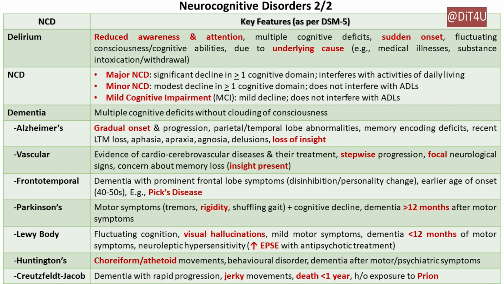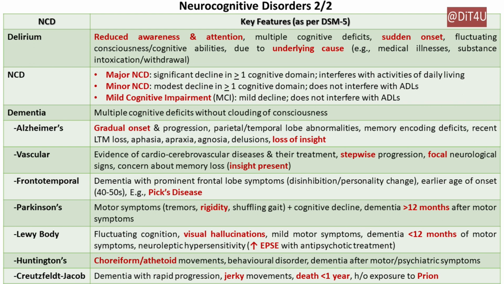Concerns about memory loss, that's what I mean by insight is present in vascular dementia. They actually present to you saying, after having the stroke, my memory is not the same, so please do something. Whereas in Alzheimer's, they will not present because they don't think they are ill. So if you ask questions to test their cognitive ability, they may get irritable in Alzheimer's.